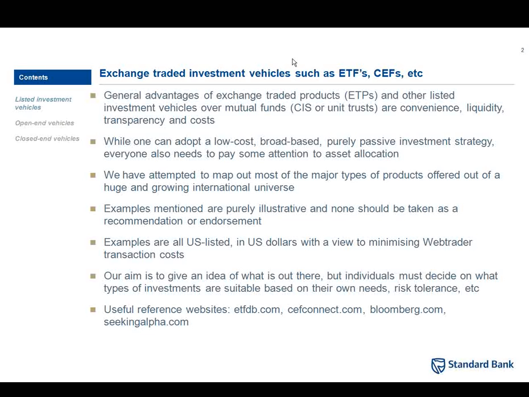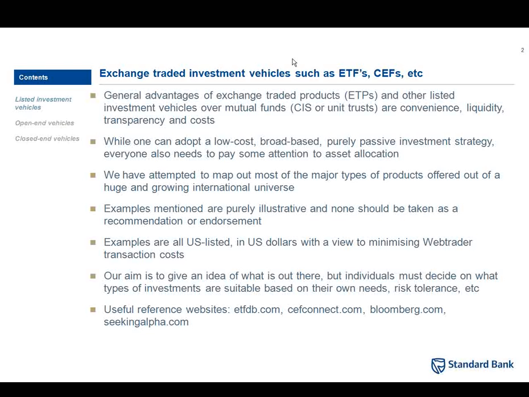But of course, even applying those criteria, you can still choose plenty of options that are non-US, with various combinations of other geographical exposure. So the aim, as I said, is to give you an idea of what is out there, but of course each individual must decide what's best for him or her. And then I've just mentioned some useful reference websites.